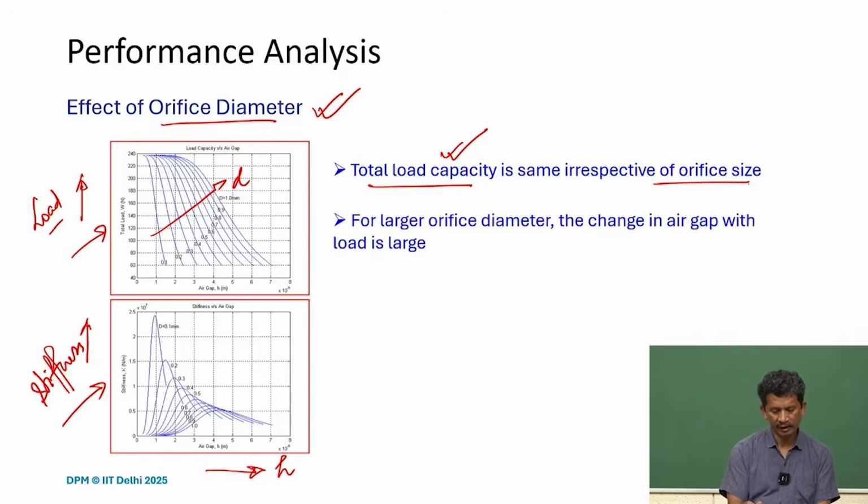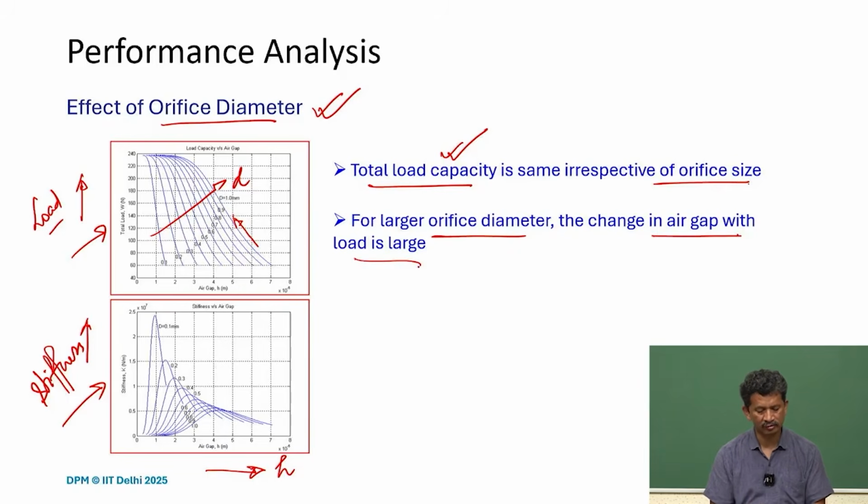What we also realize, which is evident from the plots, is that if we choose any particular diameter, the change in air gap with load is large when the orifice diameter is large. So for 1 millimeter, we can see a very big variation, but for smaller orifices, the change in air gap is really small.